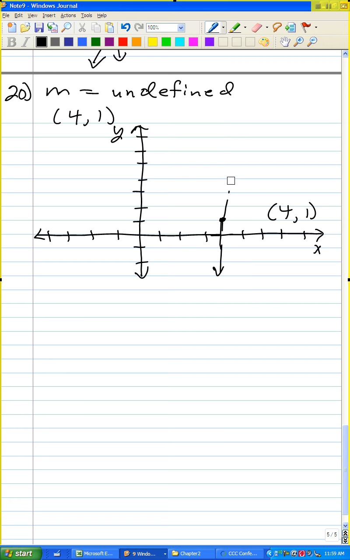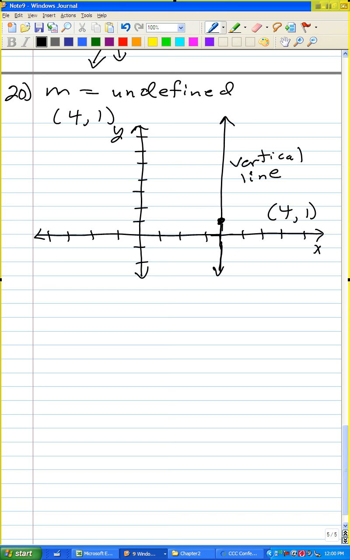It doesn't look vertical. Okay, so let's try this again. Okay, good enough. 4, 1. There it is. And so this is the graph of a vertical line. Vertical lines do not have any slope. The slopes are undefined for vertical lines. The slope of a vertical line is infinite.